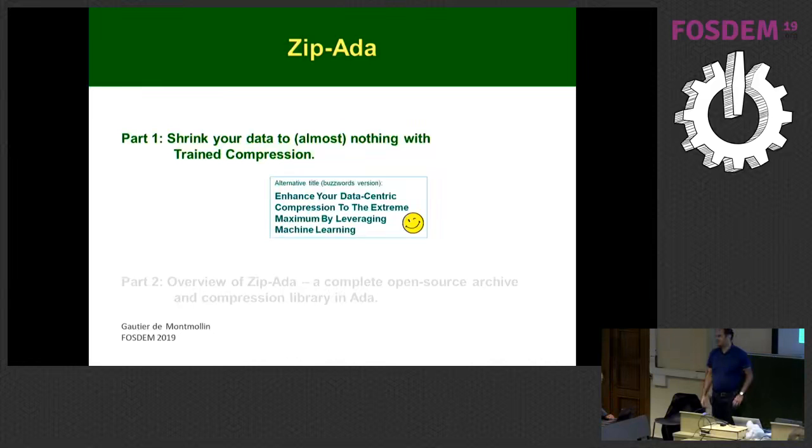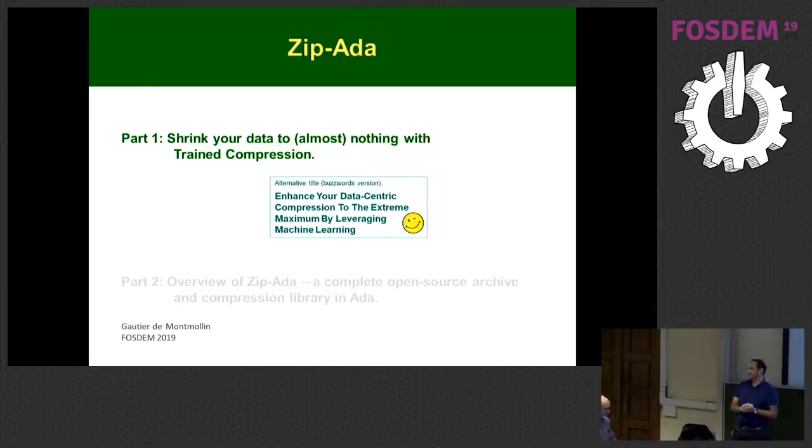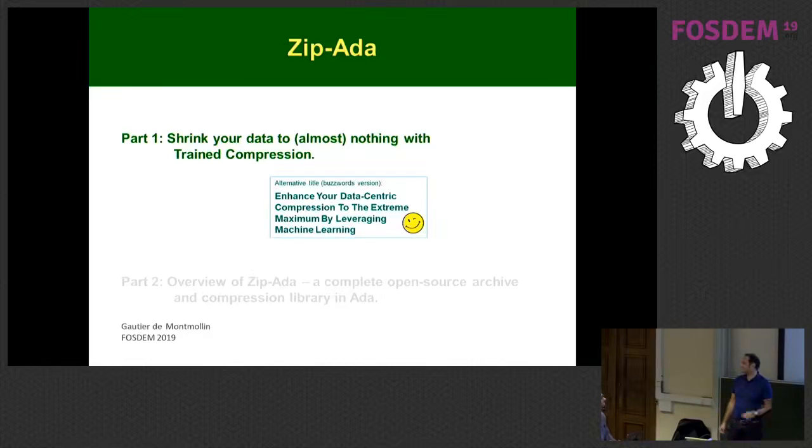So this presentation will be, hopefully, a not too painful hour about lossless data compression in Ada. Or I could not resist putting a buzzword variant of the title: enhance your data-centric compression to the extreme maximum by leveraging machine learning. Okay, actually, there is some kind of primitive machine learning, so it's not all bluff. And the second part will be broader, about the Zip-Ada library. So it's about zip archive and compression.